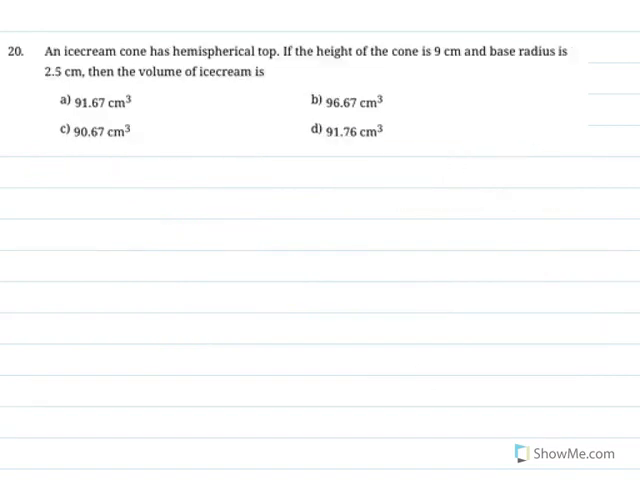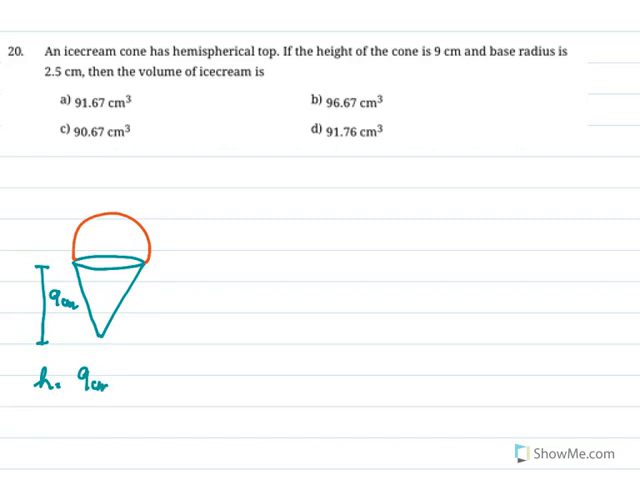22 centimeter. An ice cream cone has a hemispherical top. So we have the cone, and over the cone is this hemispherical top. The height of the cone is 9 centimeter. So for the cone, your h is 9 centimeter, and the base radius is 2.5 centimeter. This will also be the radius of the hemisphere. So for the hemisphere also radius is 2.5. Find the total volume.